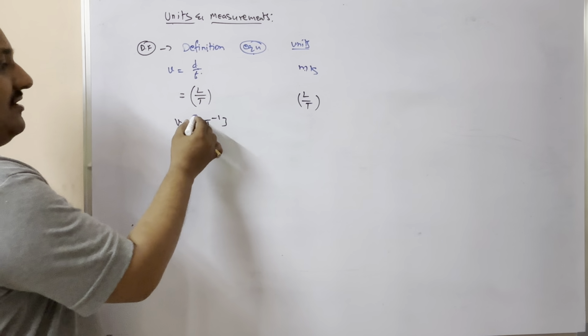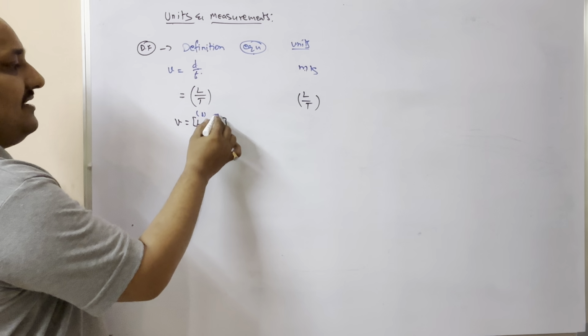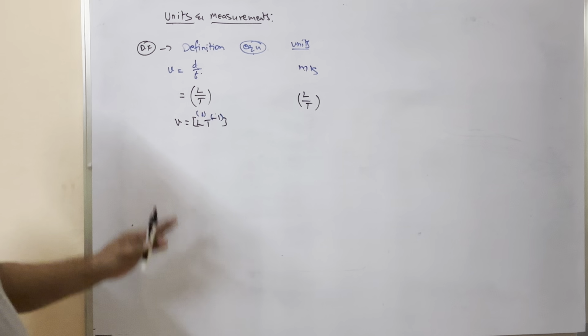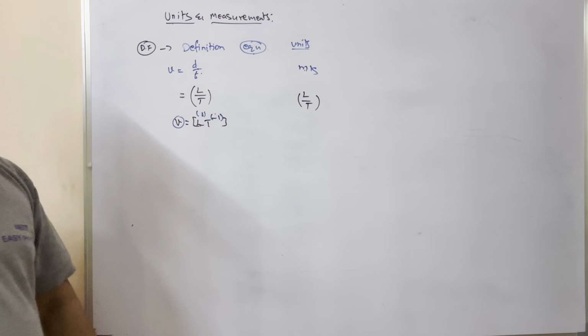The powers of these fundamental physical quantities: L power 1 is there, here T power minus 1 is there. These two we will call dimensions, the dimensions of length and time for velocity.